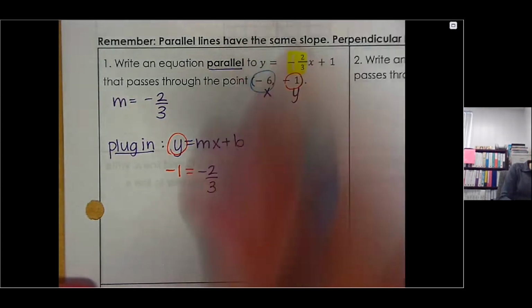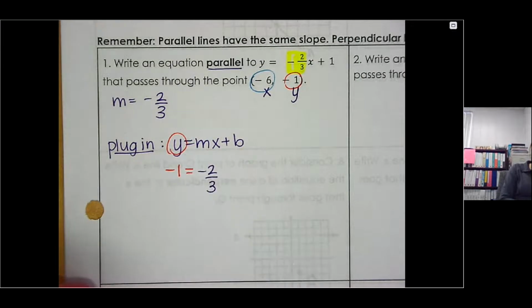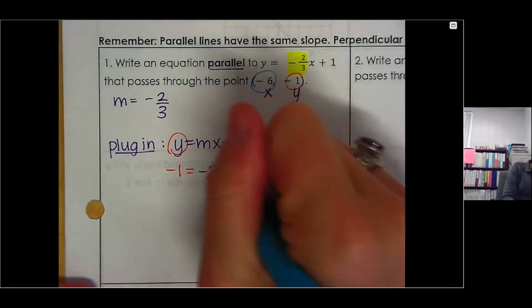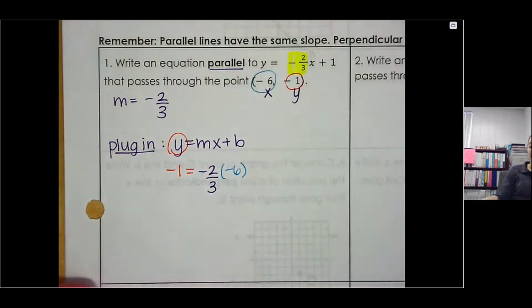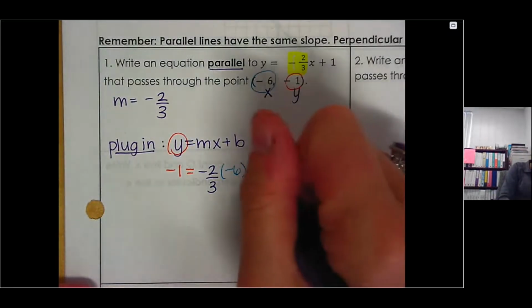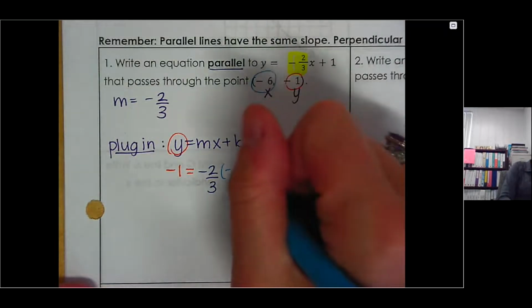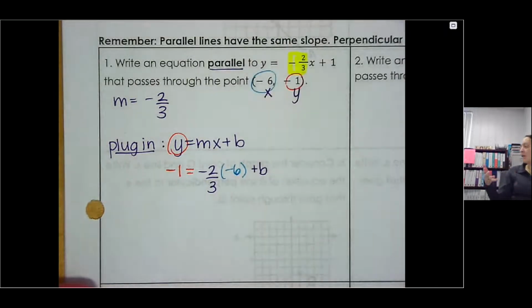Yeah, mx means m times x. We've got an x variable, which is -6. So this is multiplied times -6. And then we're going to put plus b. The reason we don't want to use the same b value is if we use the same b value, we're going to get the exact same equation. I don't want the exact same equation. I want an equation that is parallel, that has been shifted on the graph somewhere. So we're trying to solve for a new b value.